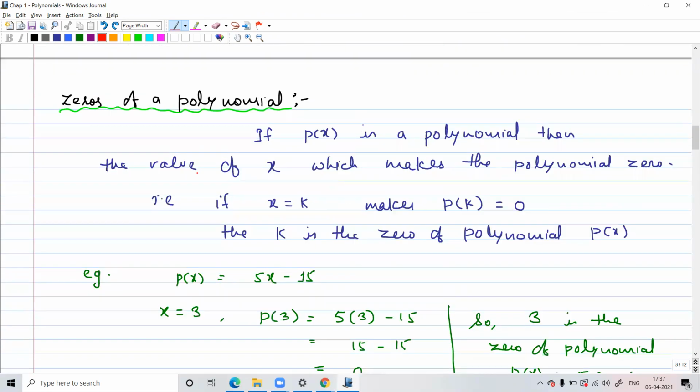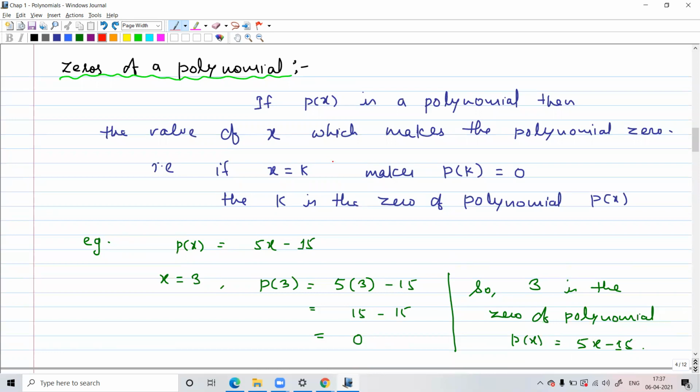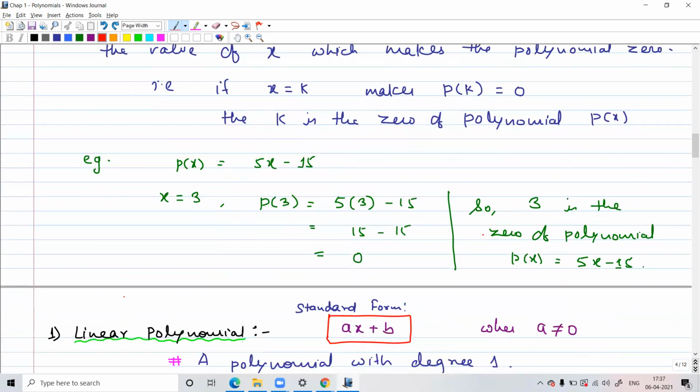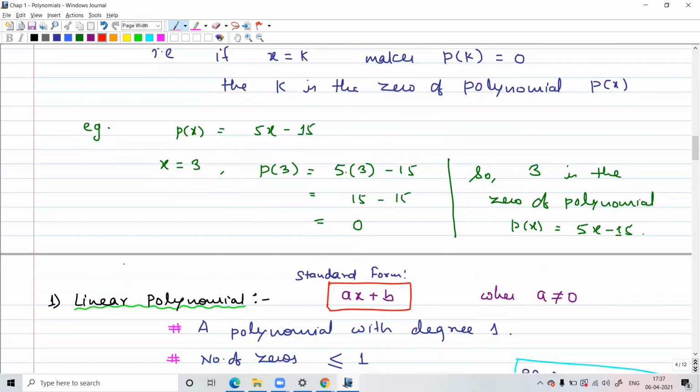Okay. So 0 of a polynomial, I had already explained, the value of x which makes the polynomial 0. So let's say instead of saying some value, I'm in general telling that let it be k. So if I put x equal to k, then the polynomial becomes 0. That is, p of k becomes 0. Then you will say that k is the 0 of the polynomial p of x. Okay. So we had seen the examples just now. This is another example I have put here. 3 is the 0 of this polynomial.